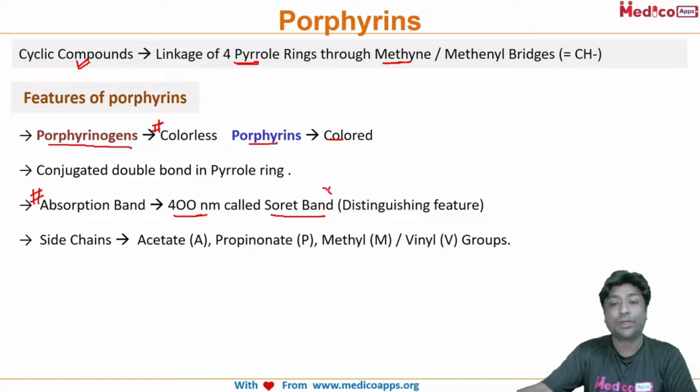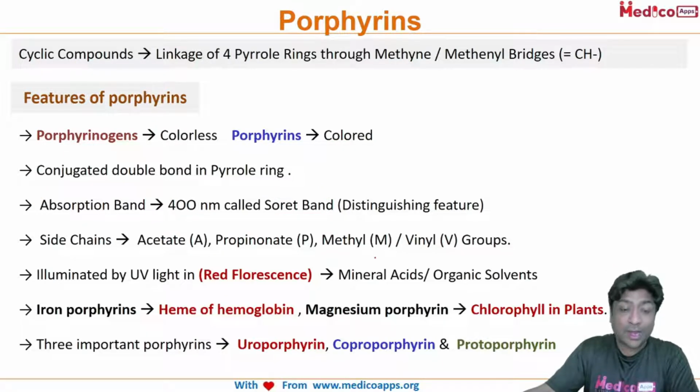So all the porphyrins will absorb light of 400 nanometer, and that will lead to a band formation. That band is called the Soret band. This is one of the very distinguishing features of porphyrins. They absorb light specifically at 400 nanometer, leading to the formation of the Soret band. Side chains, we have already seen: acetate, propionate, methyl, and vinyl, depending upon which porphyrin we are talking about. Another very characteristic feature of porphyrins is that when illuminated by ultraviolet light, they will show red fluorescence. Again, very important in the diagnosis and finding of porphyrins. They dissolve in mineral acid or organic acid.